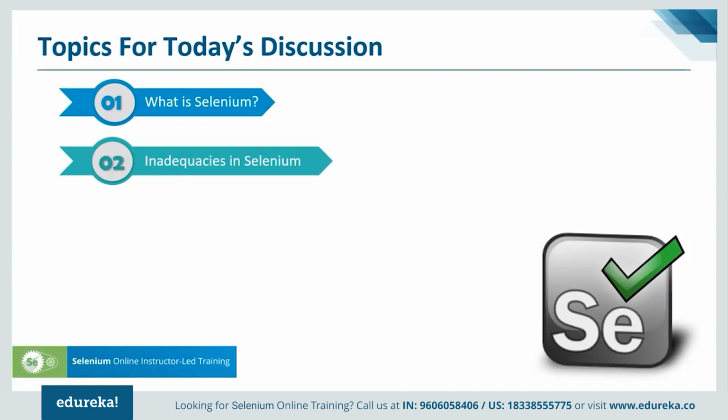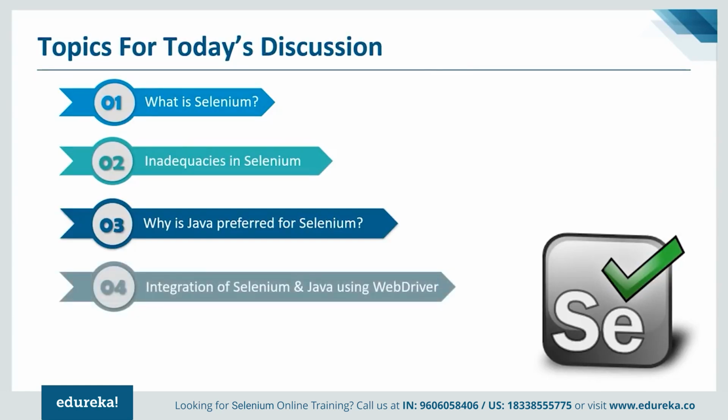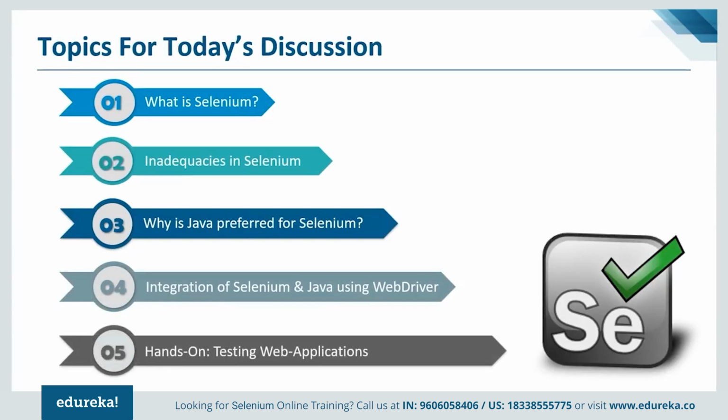Of all the programming languages that exist, such as C#, Python, etc., why is Java preferred? What's so unique, special, or even advantages of using Java for Selenium? Since we need a programming language, how do we integrate it with Selenium? By using the Selenium web driver. Finally, we'll test some of the features of a web application.